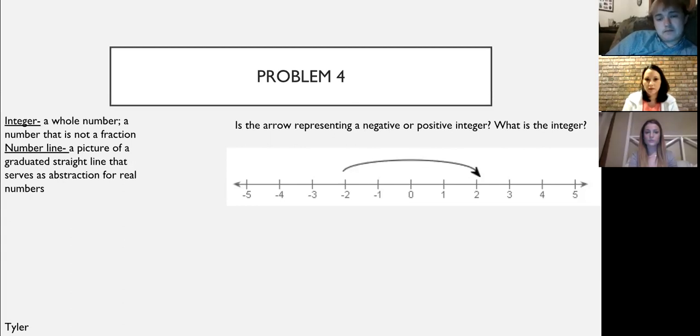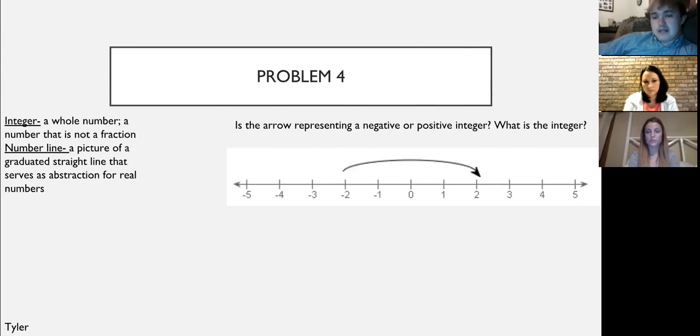Okay, is the arrow representing a negative or a positive integer? And what is an integer? All right, so we know that an integer is a whole number, and so that means it is a number that is not a fraction. And we see that we have the number line right here. So we have positive or negative integers.